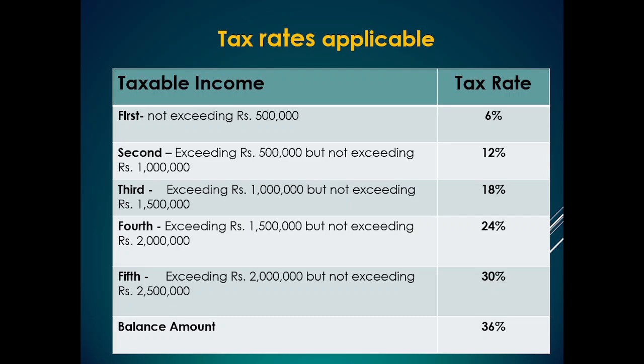If your income is less than 500,000, your tax rate is 6%. When the taxable income is between 500,000 and 1 million rupees, the applicable tax rate is 12%. The next slab is the 18% tax rate. A 24% rate is applied when the taxable income is between 1.5 million and 2 million Sri Lankan rupees. Then the 30% tax rate is for the range of 2 million to 2.5 million. 36% is the ceiling tax rate for all balance taxable income.